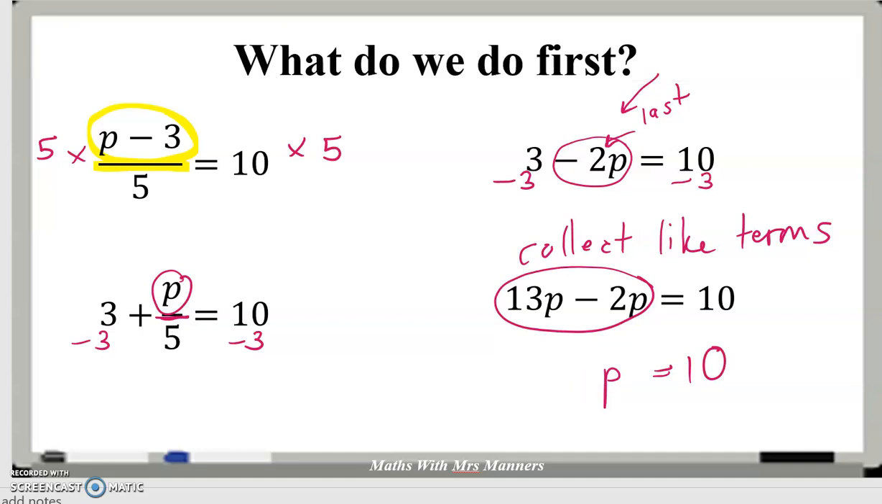And then once I've got my 11p equals 10, hopefully you can tell me that the inverse operation of multiplying by 11 is to divide by 11. And so that would be what I would do first, giving me p equals 10 over 11.